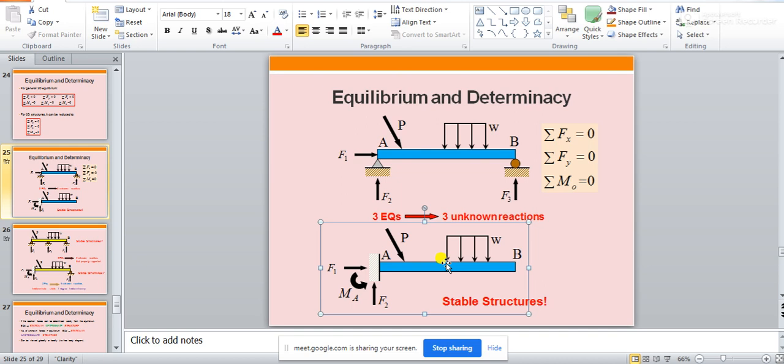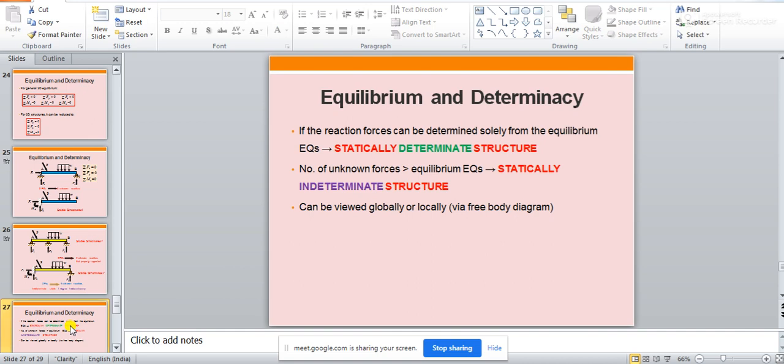Although a structure may satisfy the equilibrium condition, it may not be stable. If a structure is not stable, then because of instability either the structure may fail, meaning it may break down, or it may start moving. An unstable structure may start moving, meaning it will become a mechanism. Then it will not remain a structure, or it may not remain a static structure. So let us understand a little more about equilibrium and determinacy.